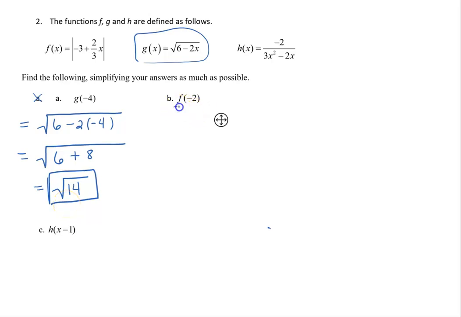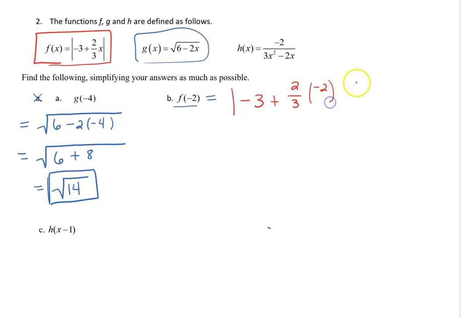Example 2 wants us to switch functions. So now we're looking at the function f. So we're going to look at the function that has the name f, and wherever there's an x, we're going to plug in -2. So we have the absolute value of -3 plus 2/3 times -2, and then we're going to close the absolute value. Now you can do this in your calculator. You use the division key for a fraction, so you can do 2 divided by 3 times -2. But just to know what it's doing in the calculator, I'm going to do it by hand.